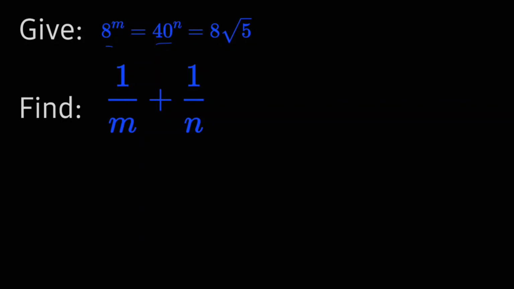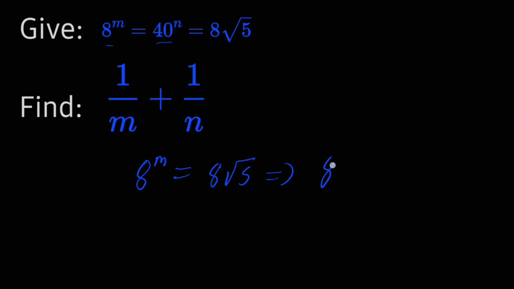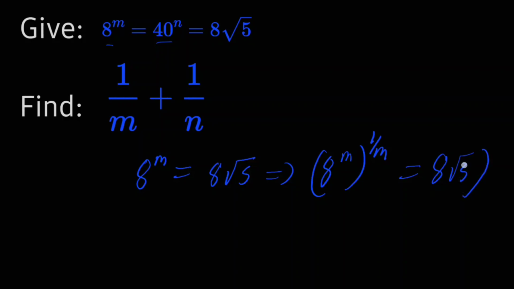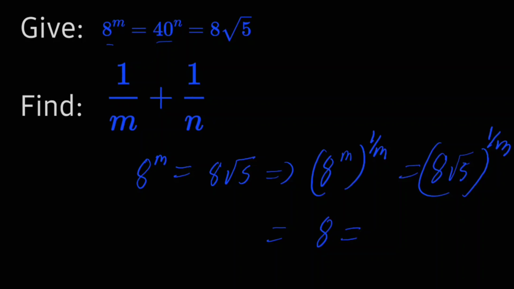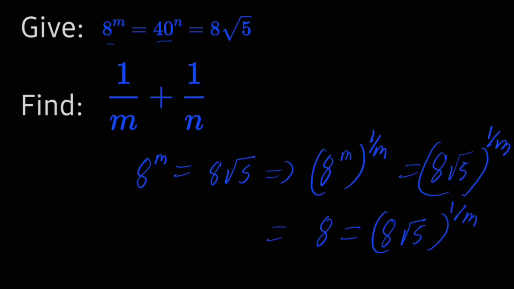Looking at this equation, we're going to quickly do a simple come down, which is basically 8 to the power m is going to give us 8 root 5, which implies if you divide by m on both sides, it will be 8 to the power 1 on m is equal to 8 root 5 to the power 1 on m, which will be equal to 8 is equal to 8 root 5 to the power 1 on m.